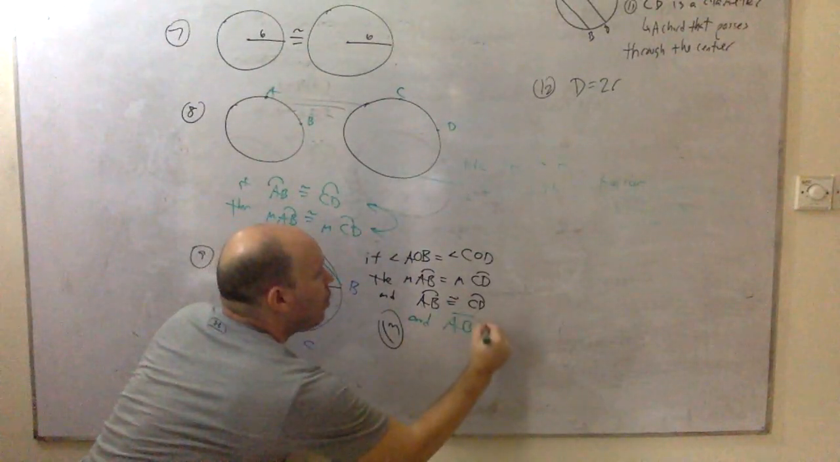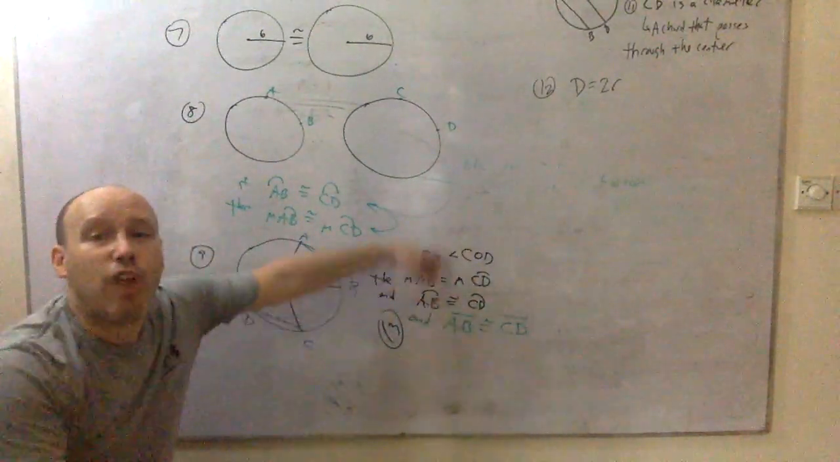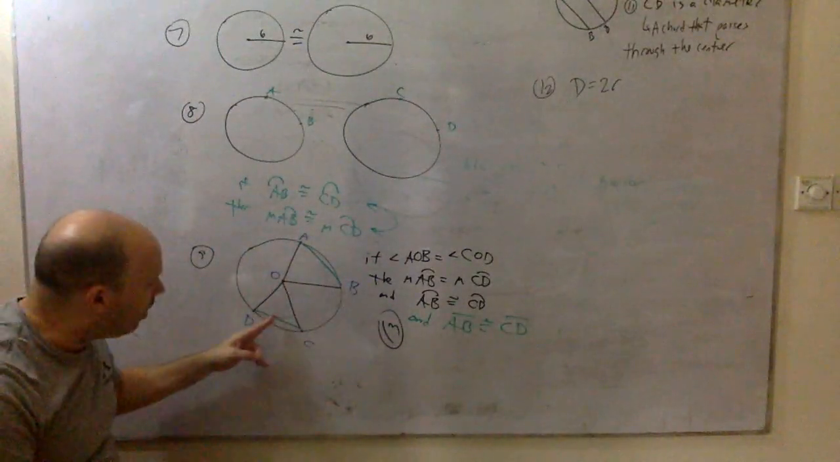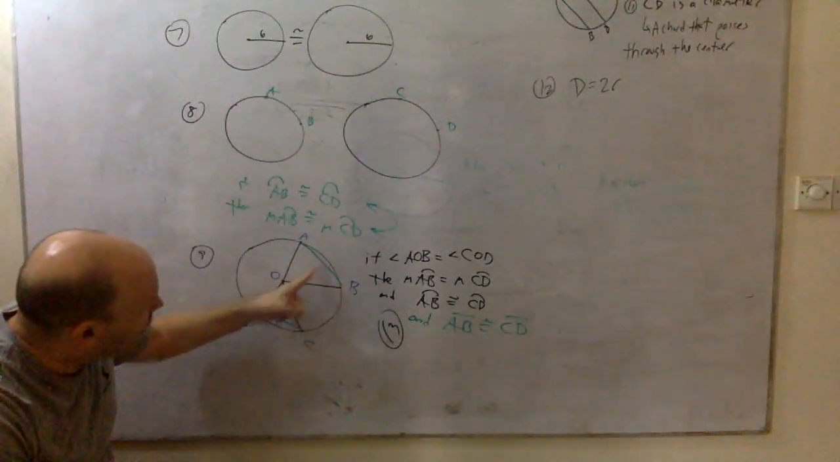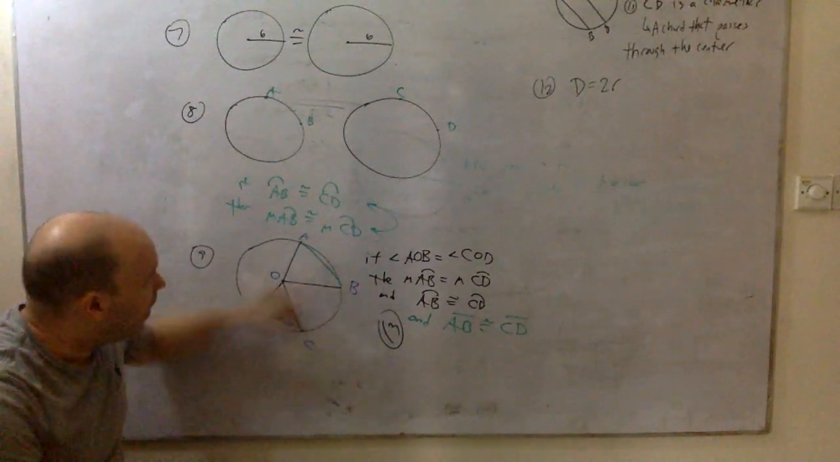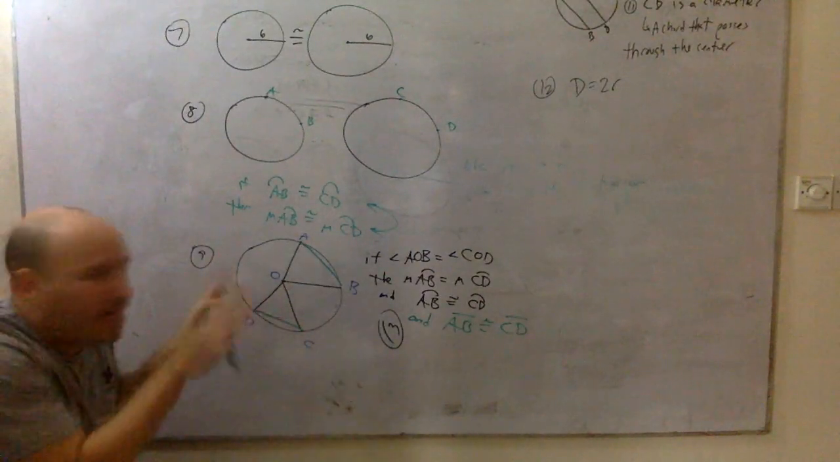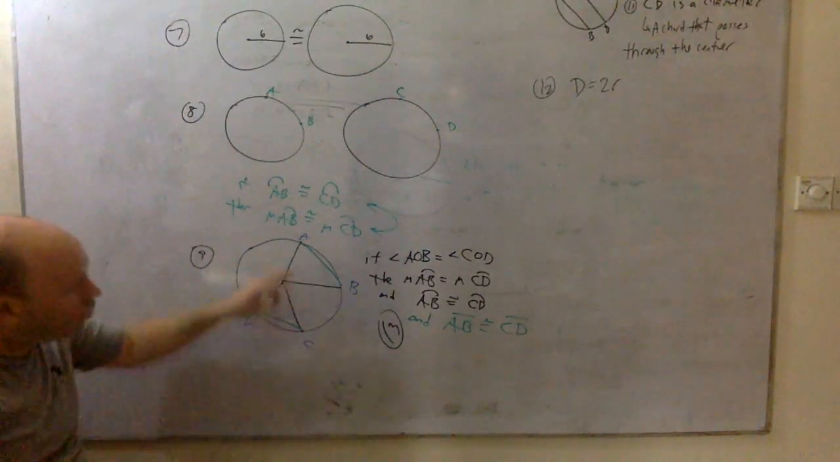Chord AB is congruent to chord CD. And they all flow into each other. So if you have this picture and you have chord AB congruent to chord DC, the arcs are congruent, the central angles are congruent. Like it all connects into each other. That's what's great about these circles.